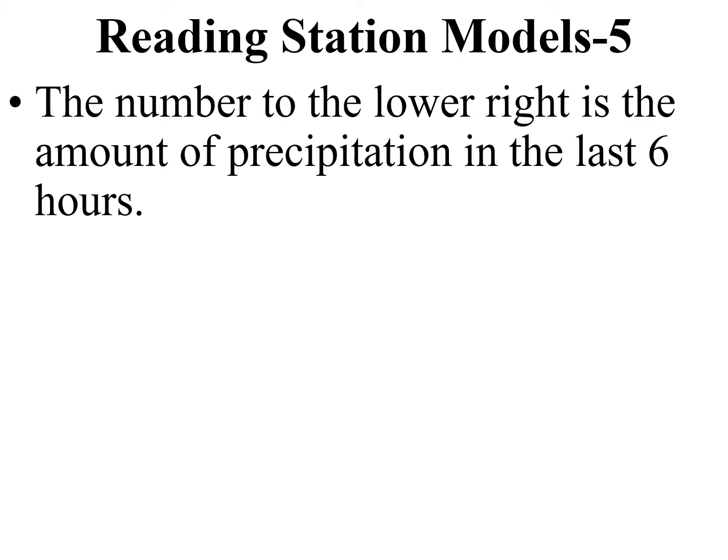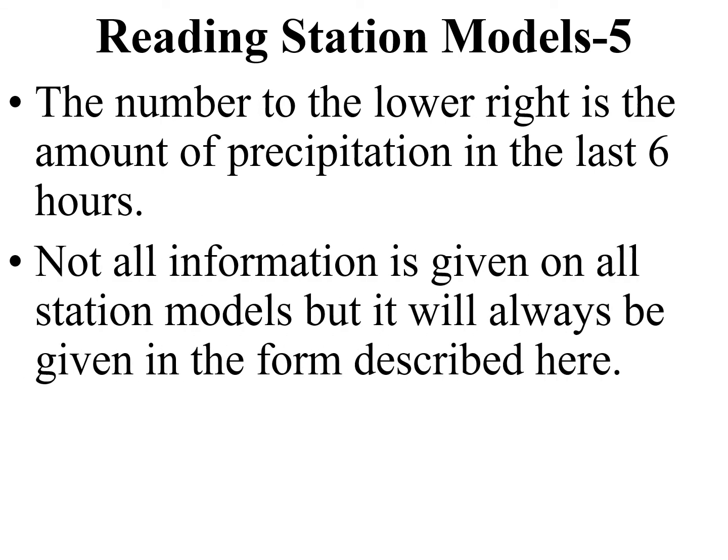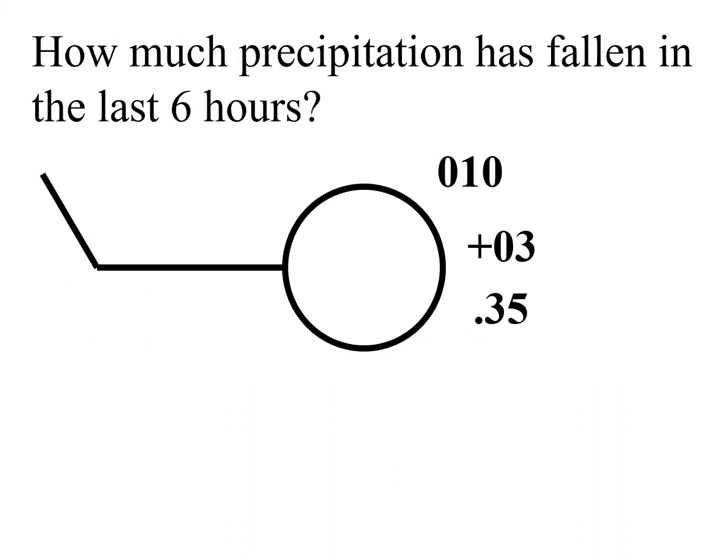So the number to the lower right is the amount of precipitation in the last 6 hours. Not all information is going to be given on all station models. As a matter of fact, it's rare that all information is given on station models, but if it's given, it will always be in the form described here on your reference tables. How much precipitation has fallen in the last 6 hours? I see 0.35. This is the United States. We use inches, so 0.35 inches in the last 6 hours.